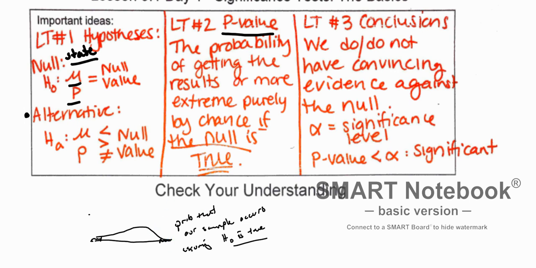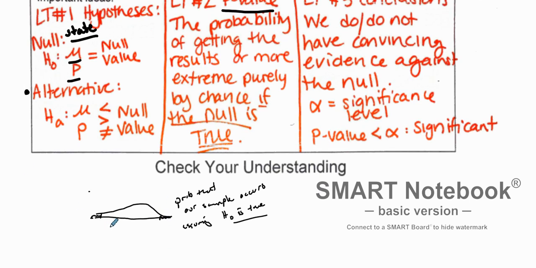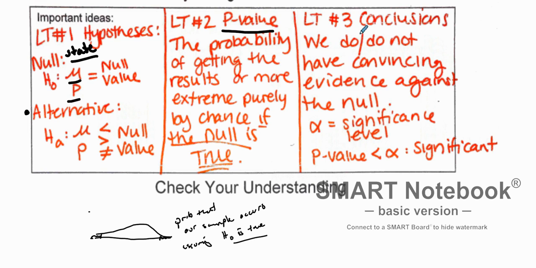Now, if the probability is in these extreme values, that's going to tell us a conclusion. Because if it's not in one of these extreme values, then it just happened by chance. It doesn't have any significance. So if it's not in one of these extreme values, we would say we do not have convincing evidence against the null, at whatever significance level we have, because our p-value is greater than the level of significance.